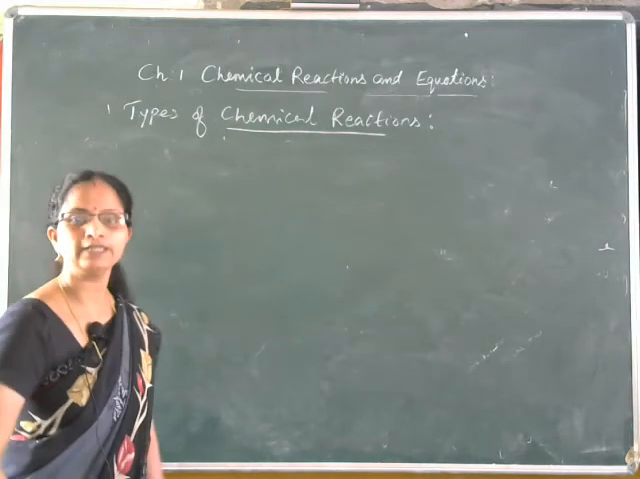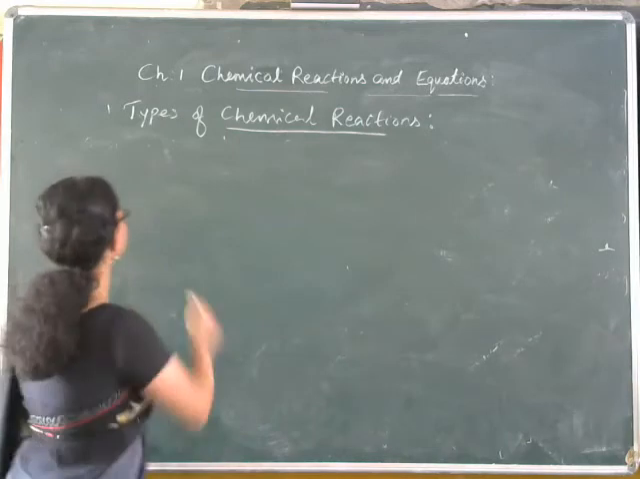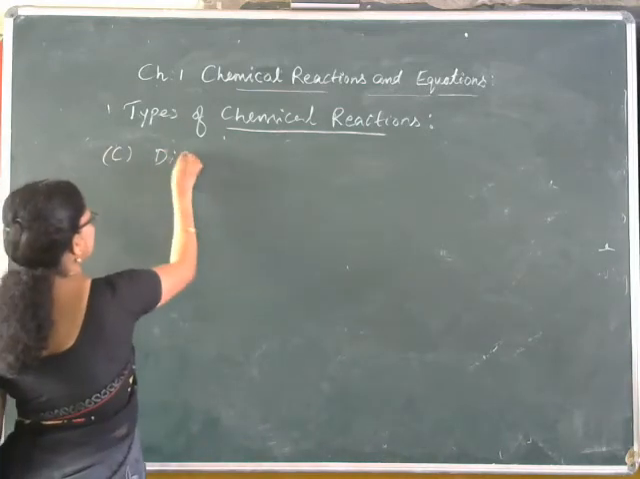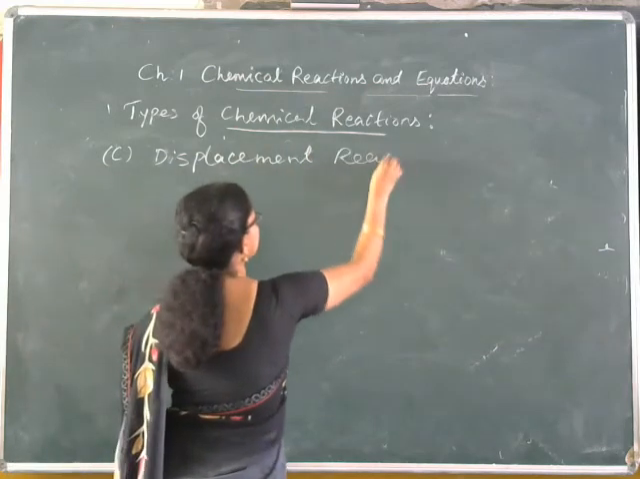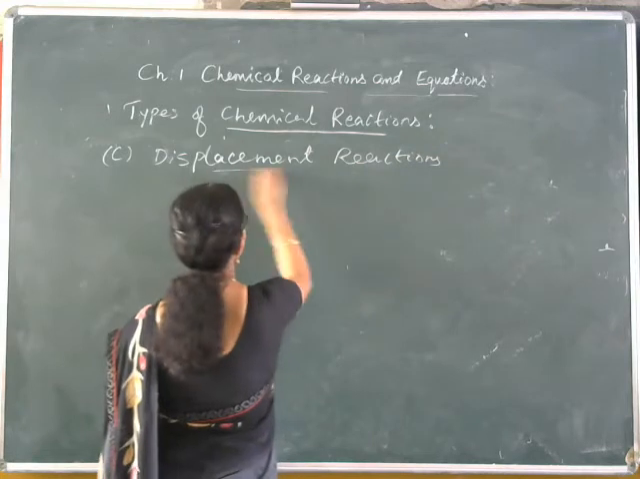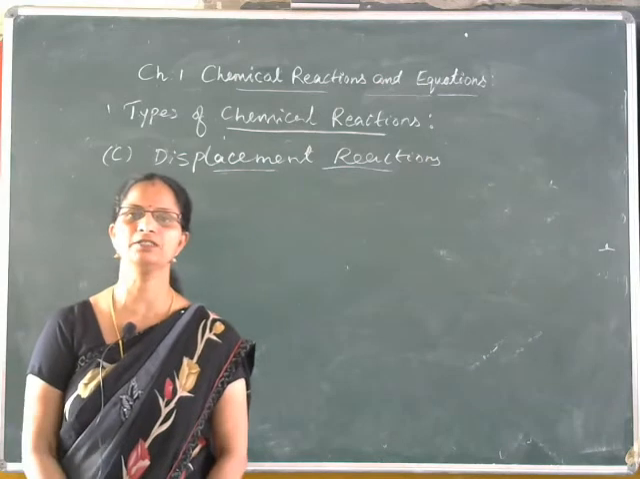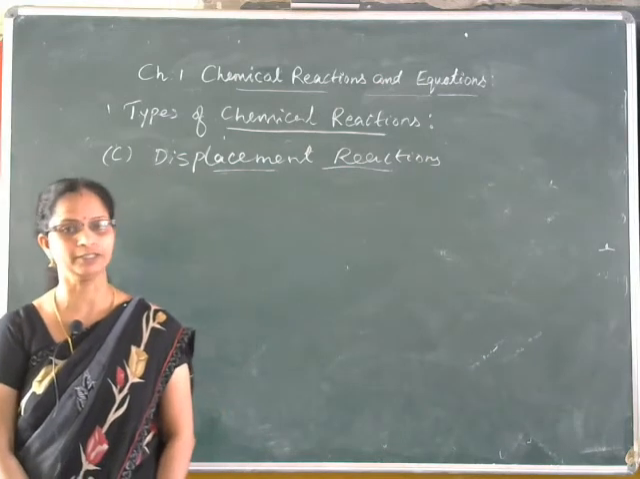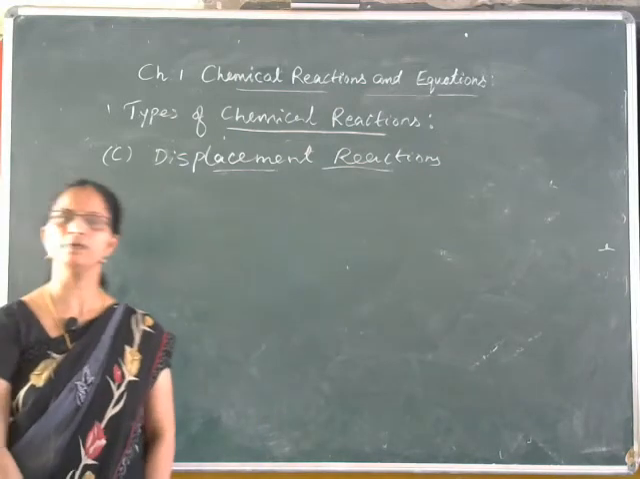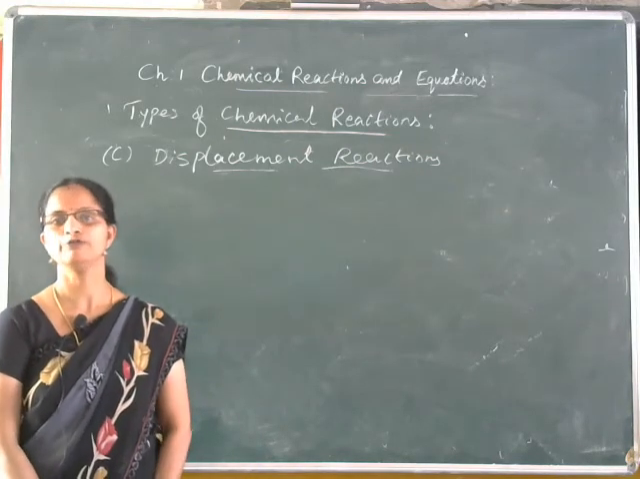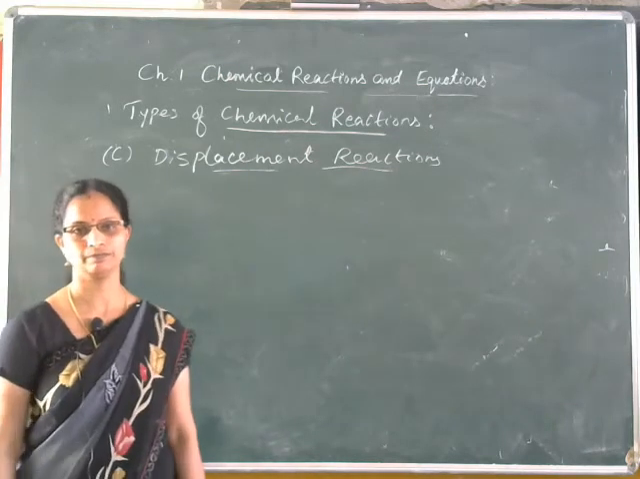Now, the next type of reaction, that is displacement reactions. In displacement reactions, one element is displaced by another element from its salt solution or in its molten state. Usually, a highly reactive metal displaces a low reactive metal from its salt solution, and these are commonly known as displacement reactions.